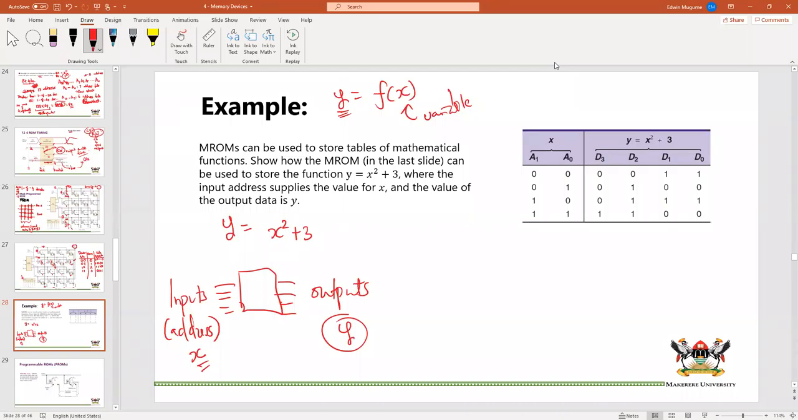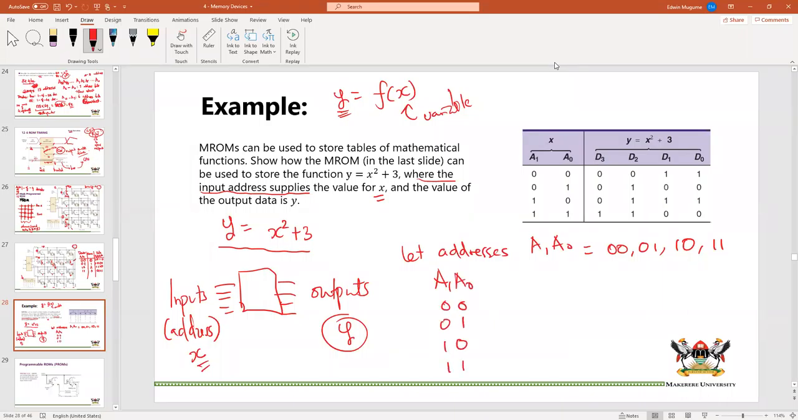Now the inputs are very easy to predict, because those could be your address bits. In fact, in the question they say, assume that the input address supplies the value of x and the value of y is the output. Now we can say that my address is, let addresses, for instance, be A1, A0, and these can change from 00, 01, 10, and 11. The decimal equivalent of this is 0, 1, 2, 3.